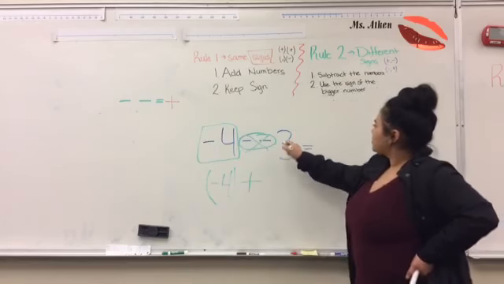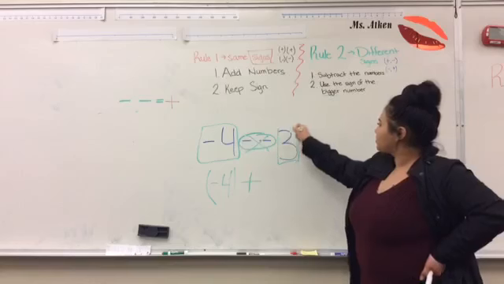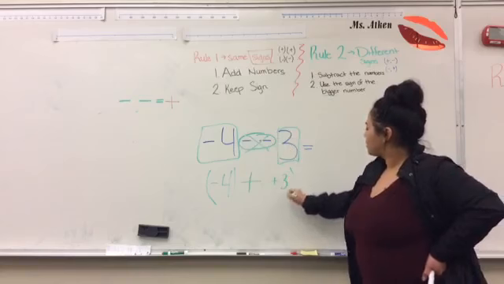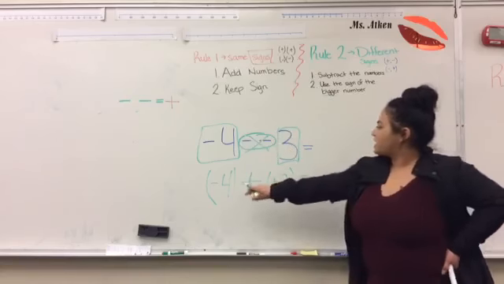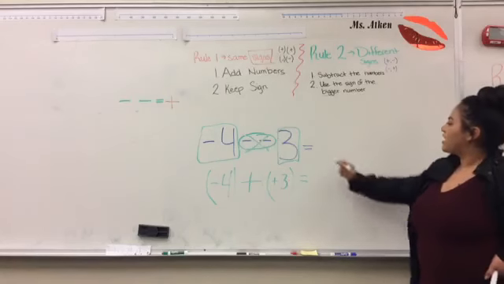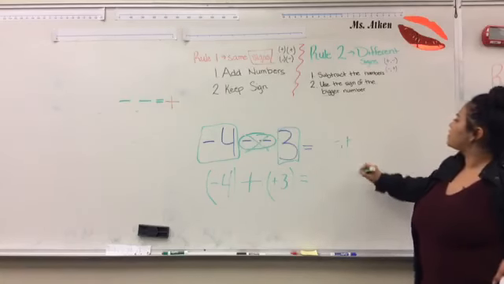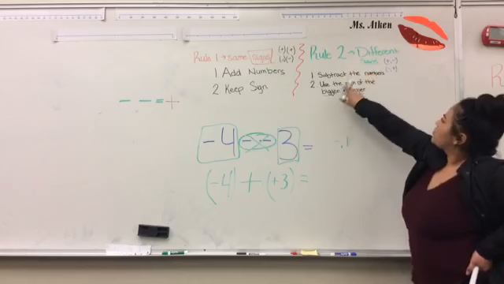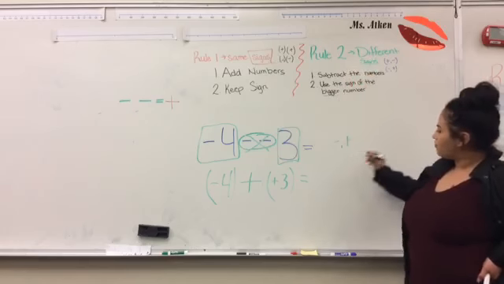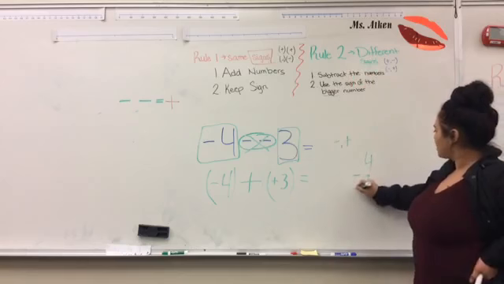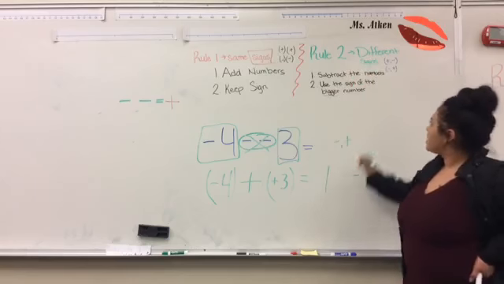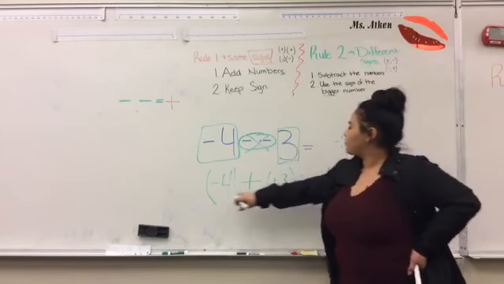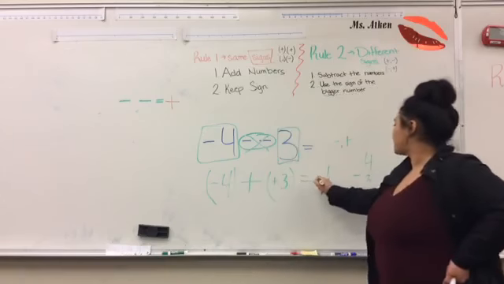And then, I'm going to come here, there's nothing in front of the 3, so it's going to be a +3. So I have -4 plus +3. I have a negative and I have a positive, which means I'm going to use rule number 2 because the signs are different. So step 1 says subtract the numbers. So 4 minus 3 equals 1. And then use the sign of the bigger number. There's a 4 and a 3. 4 is bigger, so I'm using the negative sign.